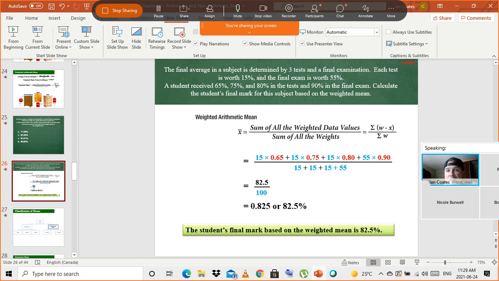Same question up here. There's your formula. Okay, so 15% times 0.65. Now we've got to change these to a percentage. I have a math review that I'll show you. Being able to change percentage to decimal is really important. You've got to be able to do that in order to do these.